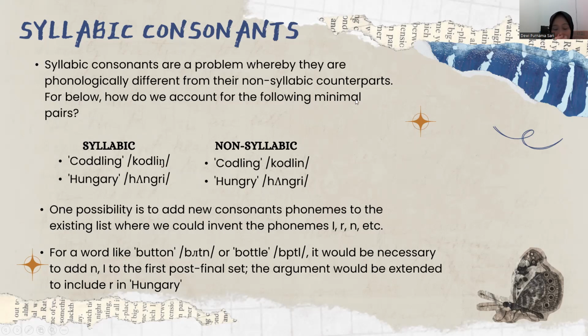It's non-syllabic. One possibility is to add new consonant phonemes to the existing list, where we could invent the phonemes l, r, n, etc. And for a word like button and buttle, it would be necessary to add n, l to the first post-final set. So the argument would be extended to include Hungary.